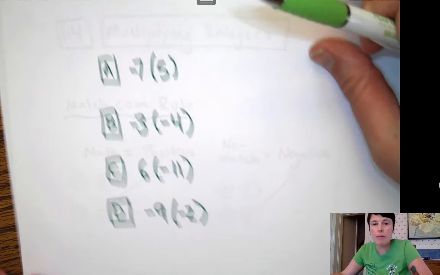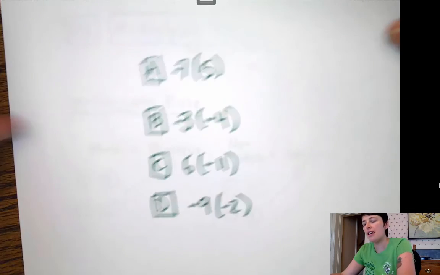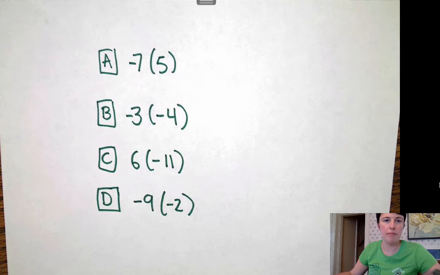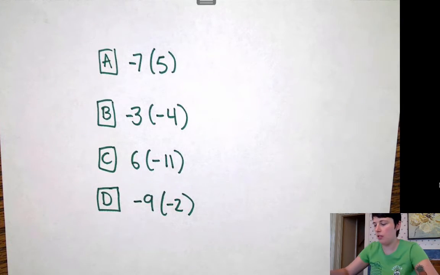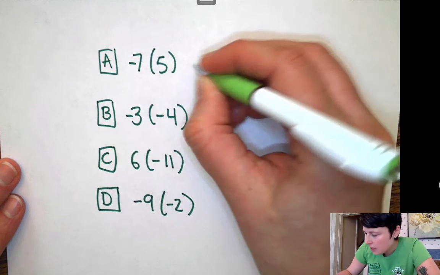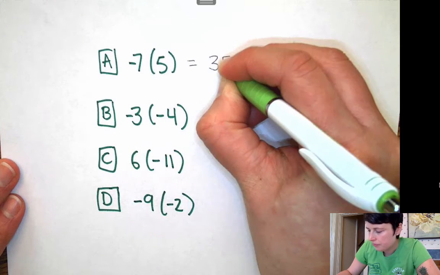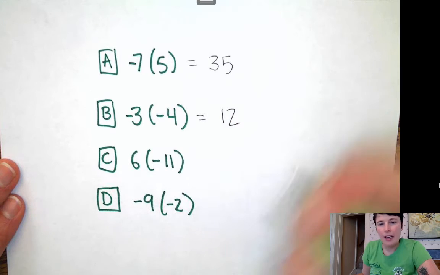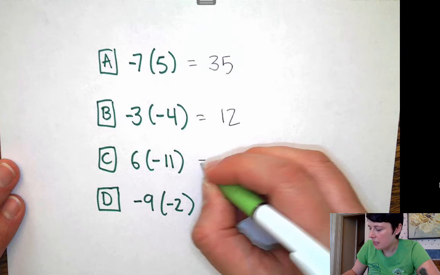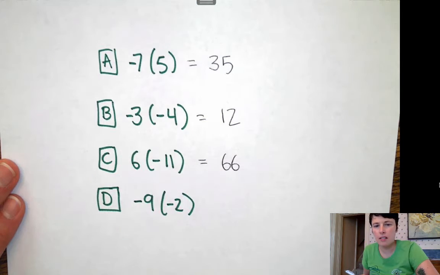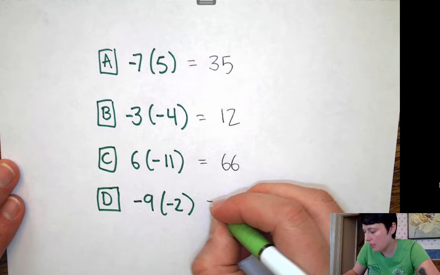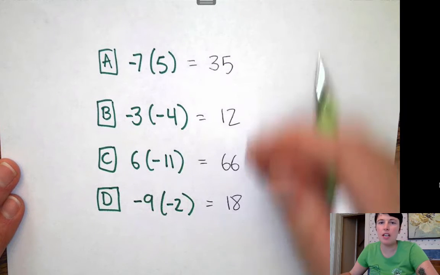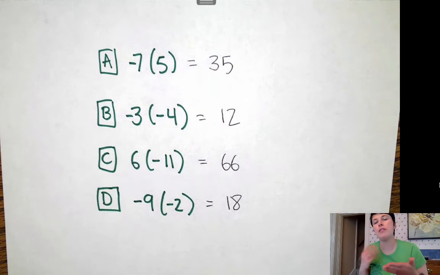In my mind, what I'm actually doing when I look at these is saying, okay, first, let's just multiply. Let's go through and do all the multiplication. So I know what 7 times 5 is. That's 35. I know 3 times 4 is 12. I know 6 times 11 is 66. And I know 9 times 2 is 18. And I hope you know that too. But now I'm going to go back through and decide, are my answers going to be positive or negative?